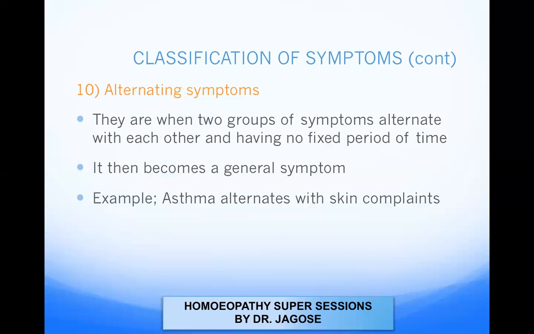Alternating symptoms. They are when two groups of symptoms alternate with each other and have no fixed period of time, it becomes a general symptom. For example, asthma alternating with skin complaints. So alternating symptoms become a general symptom. It is difficult to identify an alternating symptom until the third or fourth interview. Probably some hint may be given by the patient that this is an alternating symptom.